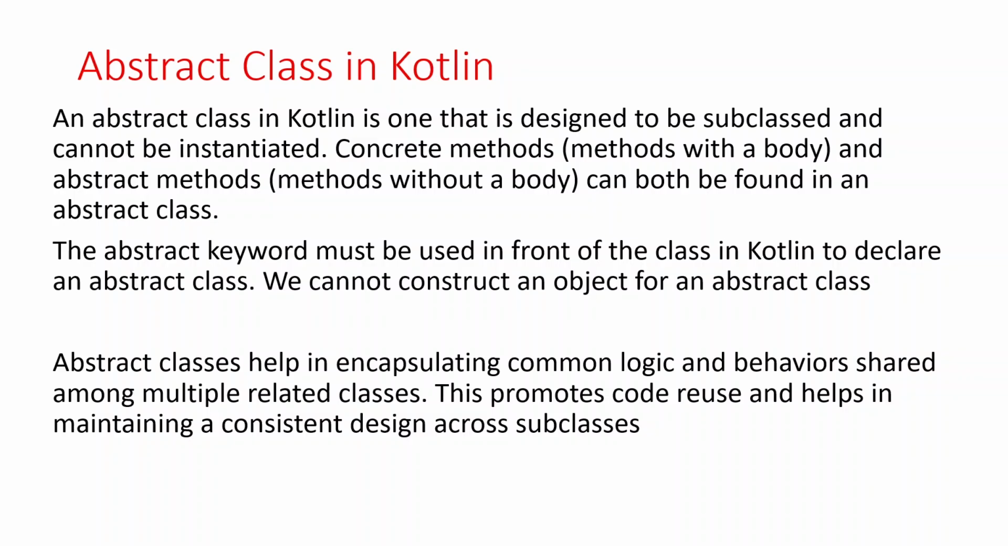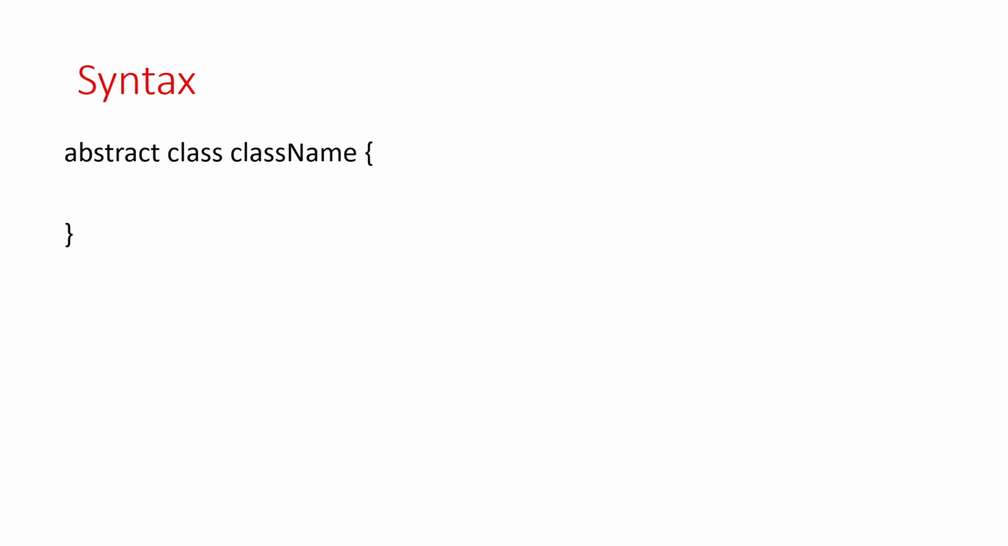Abstract class helps in encapsulating common logic and behavior shared among multiple related classes. This promotes code reuse and helps in maintaining a consistent design across the subclasses. Basically, abstract class helps in achieving the abstraction concept of OOPS language. So here is the syntax of abstract class. Let's understand it by creating one code. Let's open the IntelliJ IDEA.